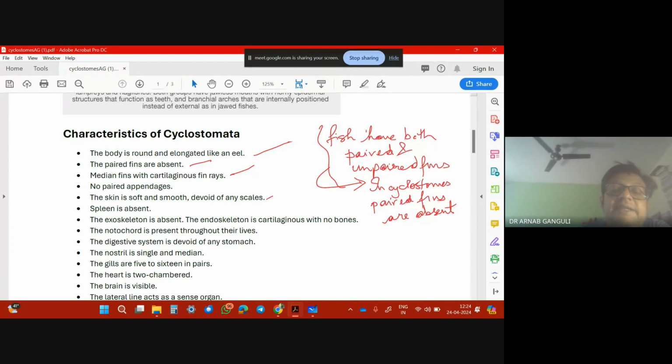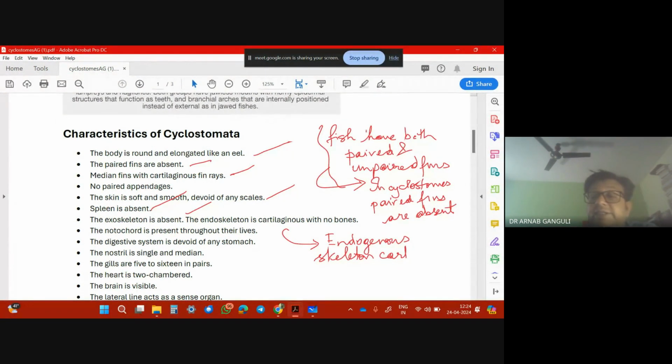Their skin is devoid of scales, no scales. They don't have a spleen. Exoskeleton is absent. বাইরের দিকে there is no skeleton. The endoskeleton is cartilaginous. নরম নরম cartilaginous like in your ears. আমাদের মতন শক্ত ক্যালসিফাইড বোন নয়.